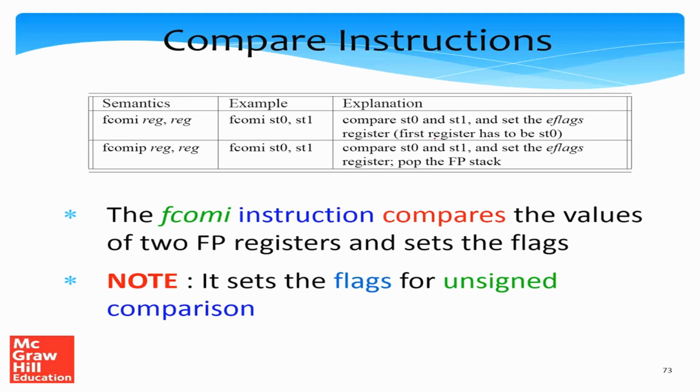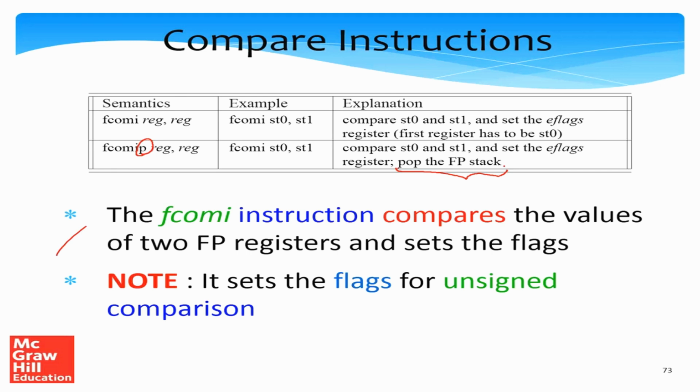So another variant of the FCOMI, the compare instruction. This compare instruction is very similar to the CMP instruction for integers. So essentially we compare registers and we set the flags. That's a simple basic idea. So we can additionally have the P suffix where we compare two registers and we set the flags register, and additionally at the end we pop the floating point stack. So let's say we don't need a value, we don't need ST0 for example. We can do the comparison and then at the end of the instruction we can also pop the floating point stack.